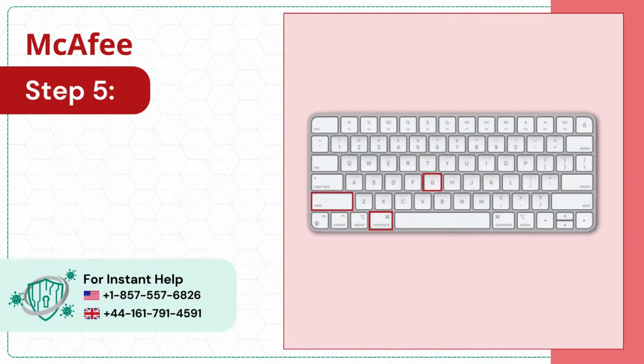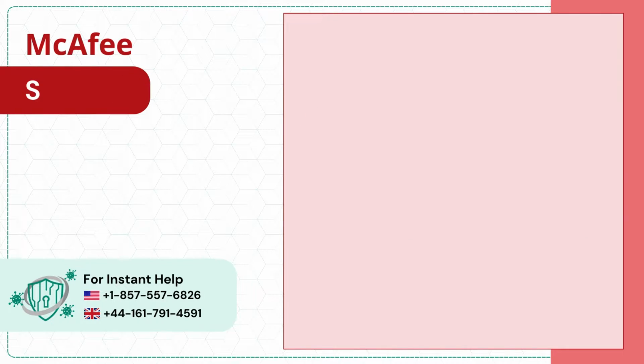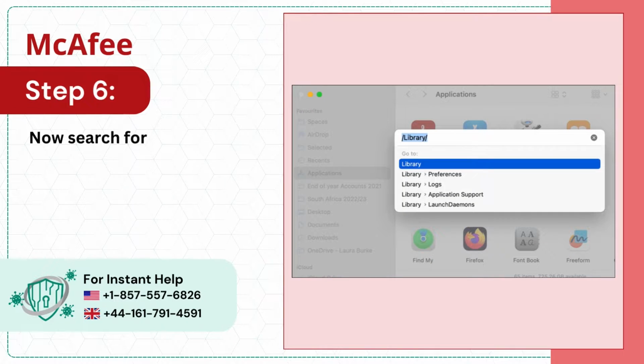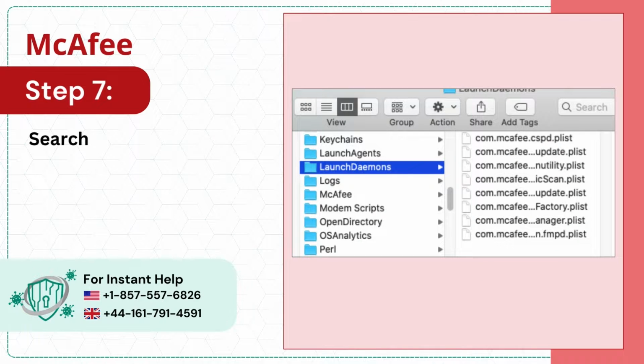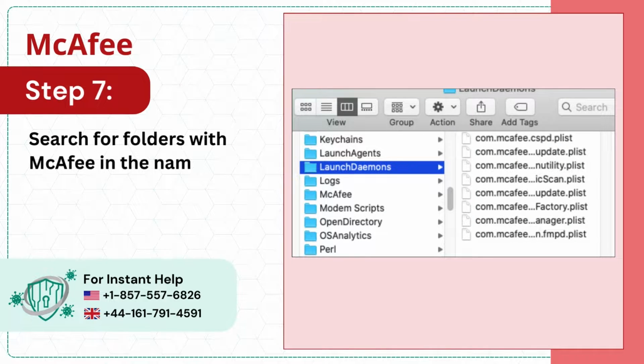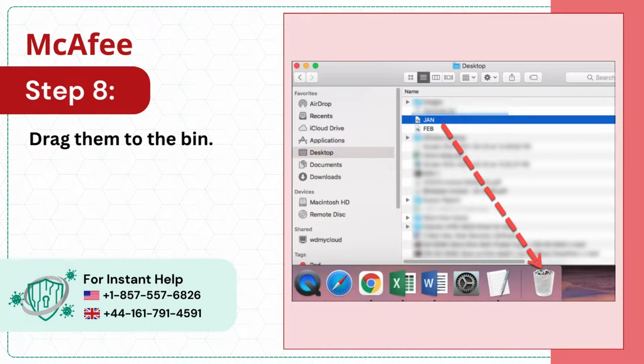Step 5. Press Command plus Shift plus G keys on your keyboard to open Go to folder. Step 6. Now search for the following directories one by one from the search bar. Step 7. Search for folders with McAfee in the name. Step 8. Drag them to the bin.